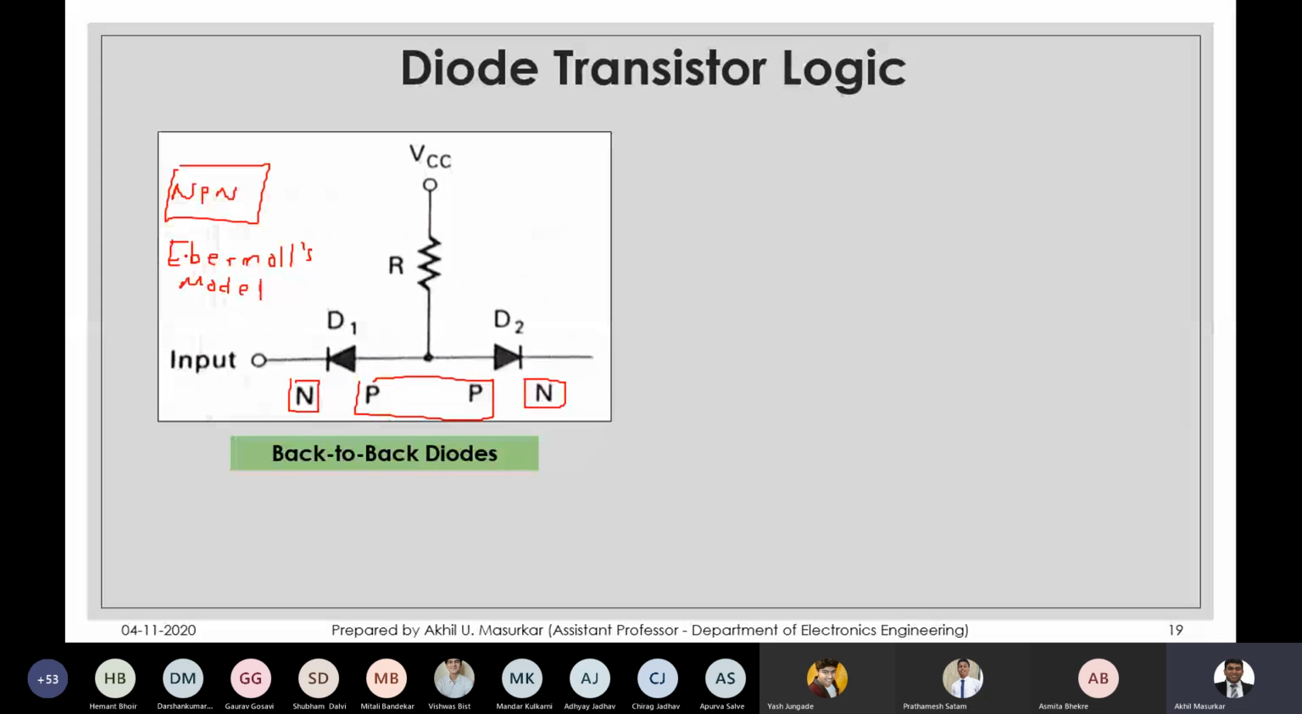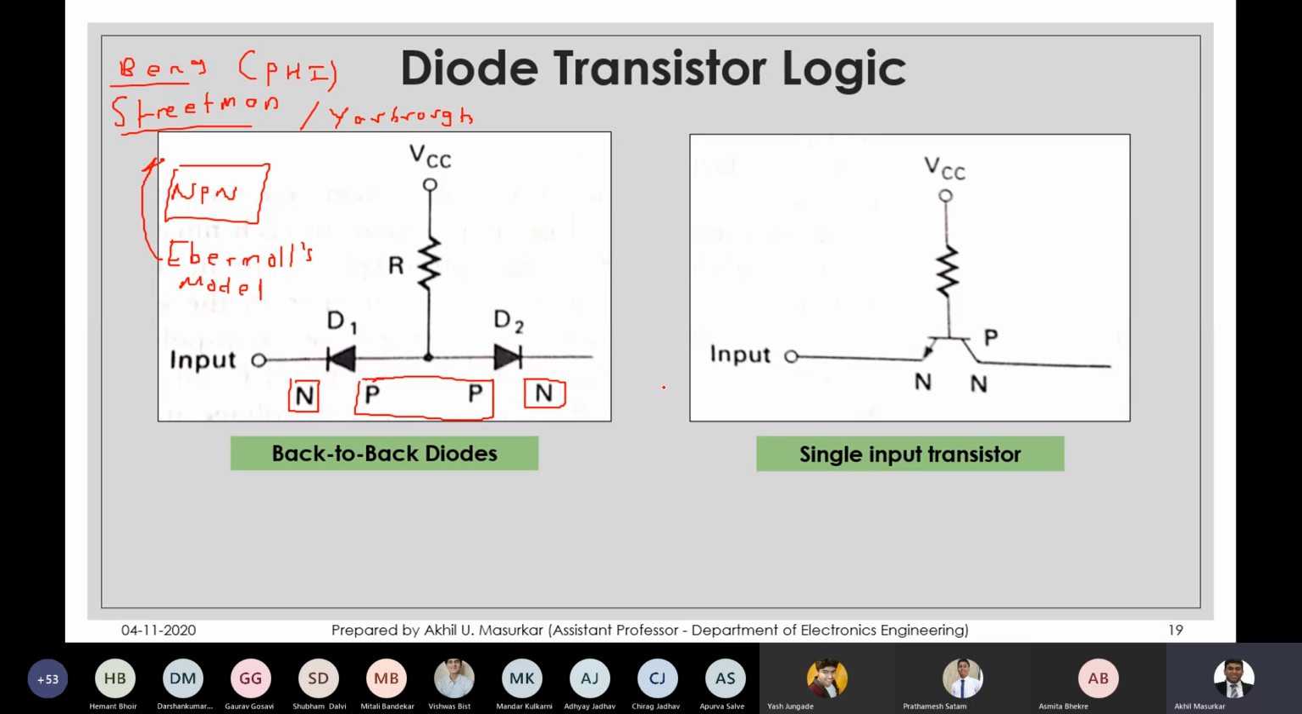This you can find in the book by Ben Streetman, a Prentice Hall International book, and of course you can find this in Yarbrough also. Yarbrough uses this model and says you can use this as an NPN. So this is N, P and N. You don't have to actually remember this Ebers-Moll model.